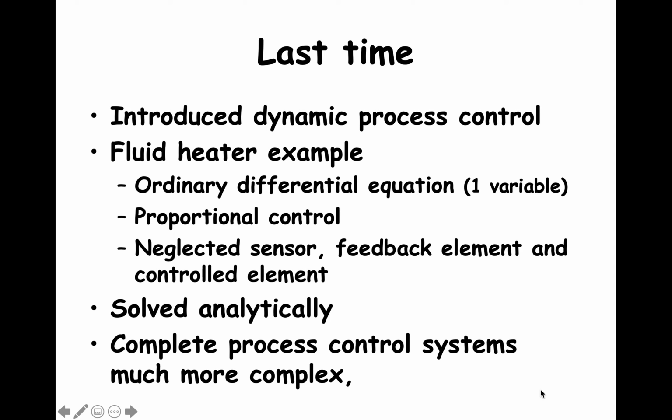In Lecture 4, we talked about dynamic process control and used a fluid heater as an example. We set up and solved an ordinary differential equation to describe the outlet fluid temperature. We used proportional control and neglected the sensor, feedback element, and actuator. We were able to solve the equation analytically.